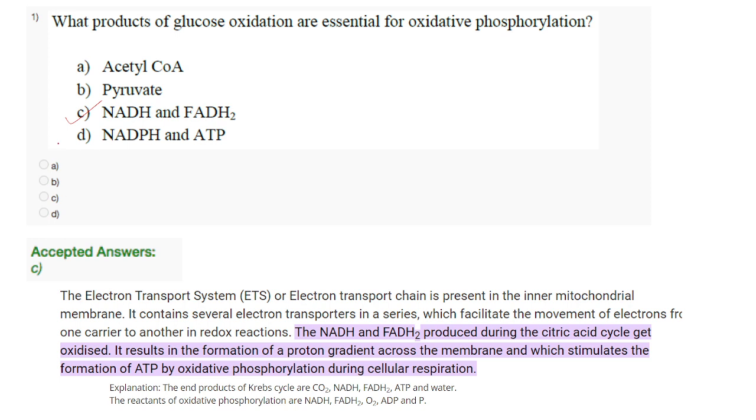So here, the end products of the cycle are CO2, NADH, FADH2, ATP and water. These are the end products from this Krebs cycle. And the reactants of oxidative phosphorylation are NADH, FADH2, O2, ADP and Pi. So here the option NADH and FADH2 is correct. In oxidative phosphorylation, the NADH and FADH2 produced during the Krebs cycle get oxidized.